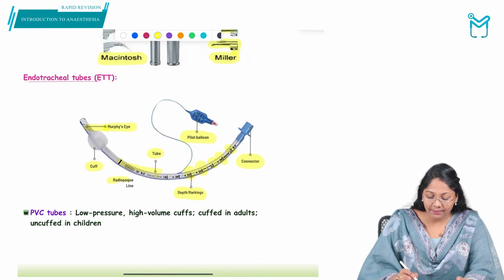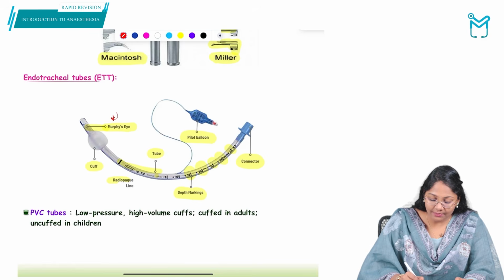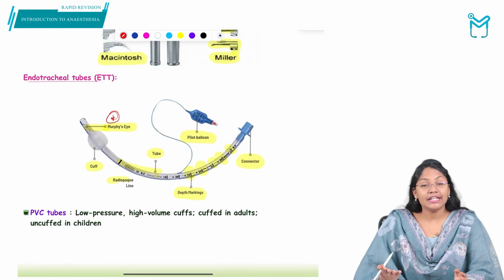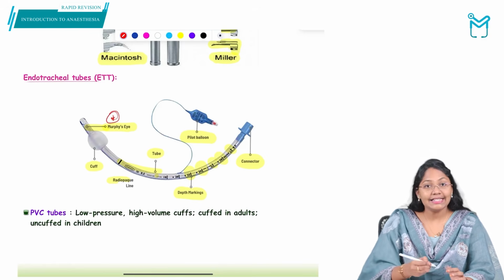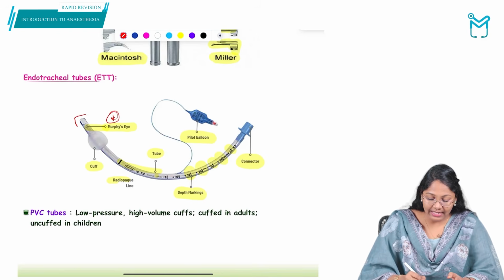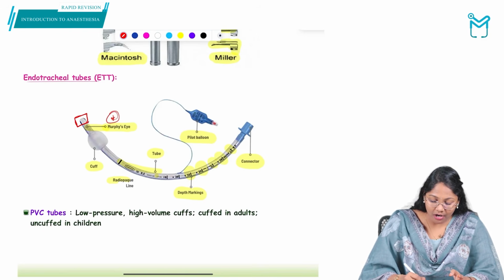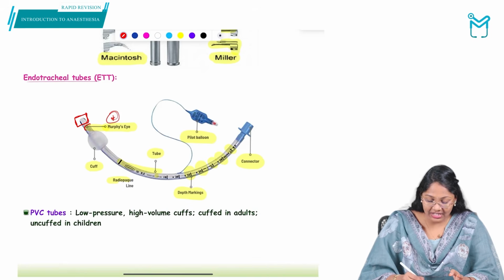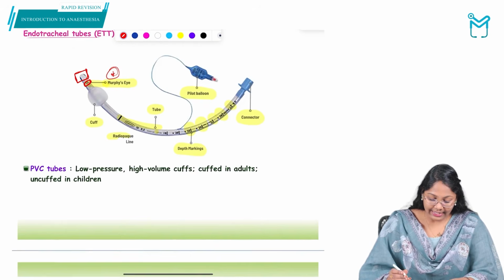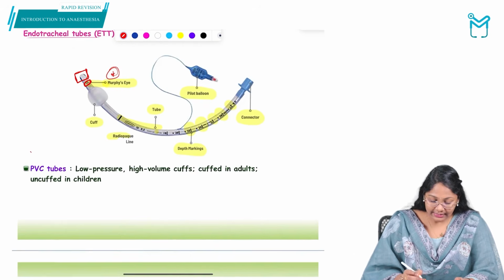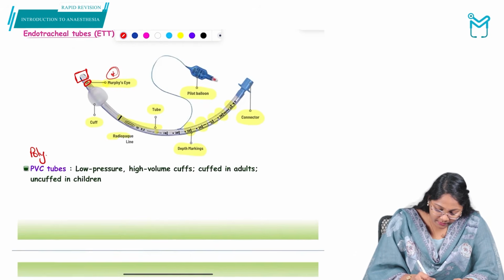If you see about the Murphy's eye, it is most important for the alternative airway, because when we enter this tube inside, even if this area got blocked, because of no ventilation, this is the alternative ventilator which we have. The next one is polyvinyl chloride tube.